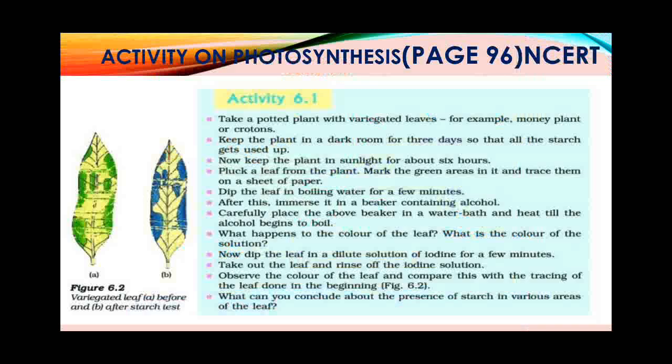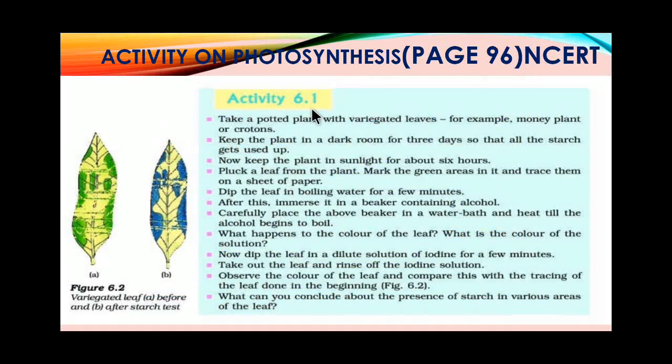First one is given on page number 96. It says take a potted plant with variegated leaf. Now this variegated leaf means a leaf which has two types of patches. One is the green one which contains chlorophyll, and the other is the non-green one which does not contain chlorophyll. Okay, now keep it in a dark room for 3 days. Now this plant is kept in the dark room for 72 hours.